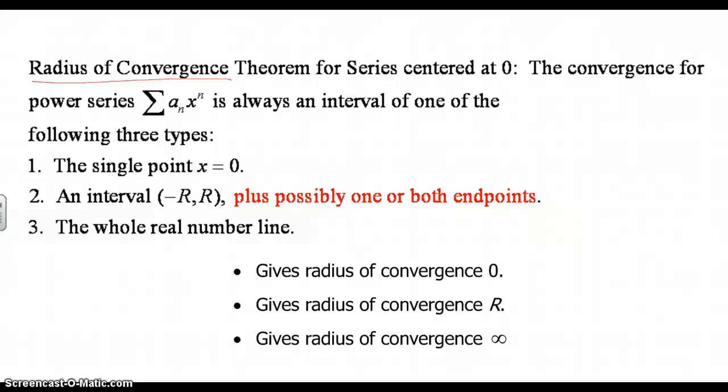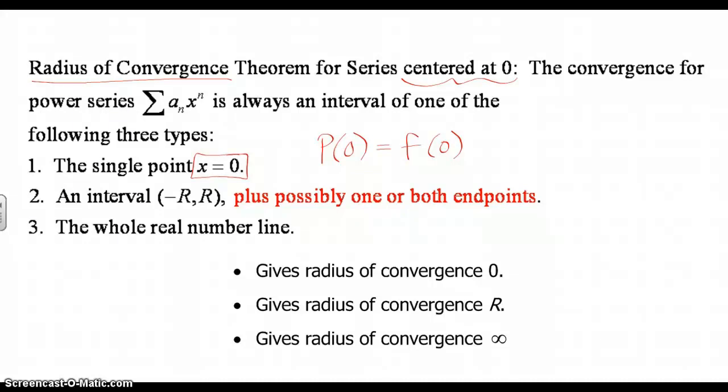One is the radius of convergence, and it says that for series centered at 0, this is important because it looks different for series centered at a. The convergence for power series, a sub n of x to the n, a power series in x, is always an interval of one of the following three types. We're either going to have that series converge and act just like the function at only x equals 0. That's what number 1 says. The interval is the single point x equals 0.